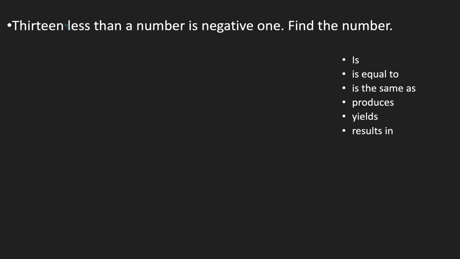So this says 13 less than a number is -1. And they say find the number. Now this word is means equal. And is a verb. So if you see is equal to, is the same as, produces, yields, results in, all of these terms mean an equal sign. So wherever I see the is, I put the equal sign. Following that, it says -1.